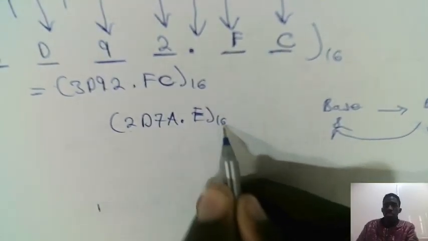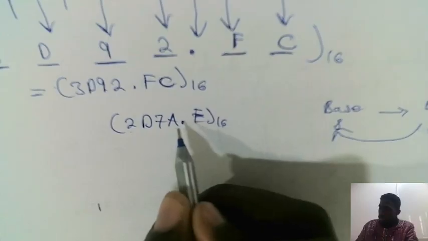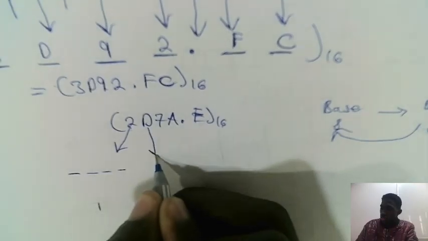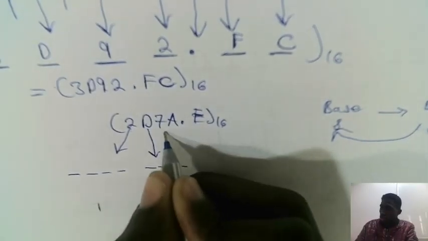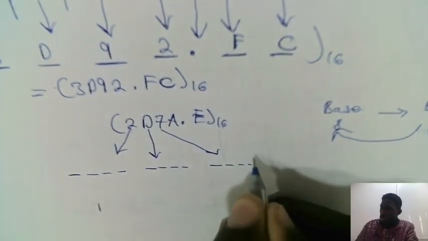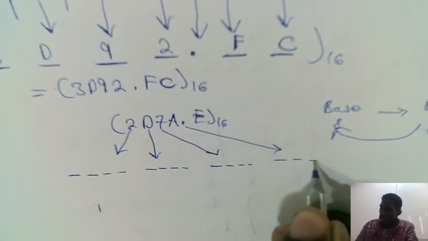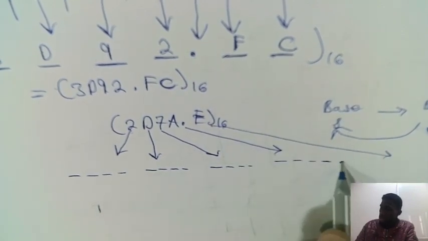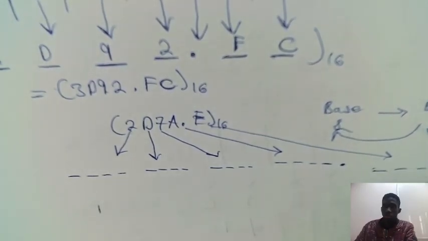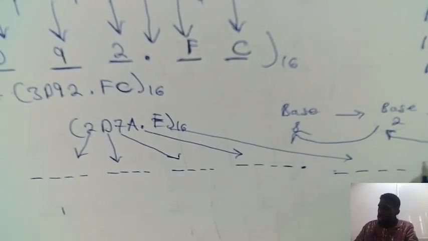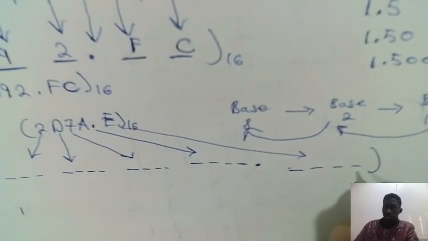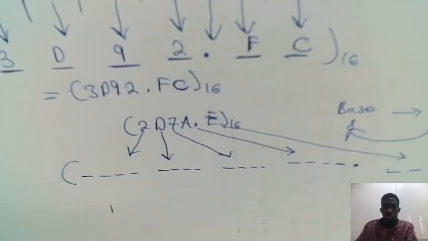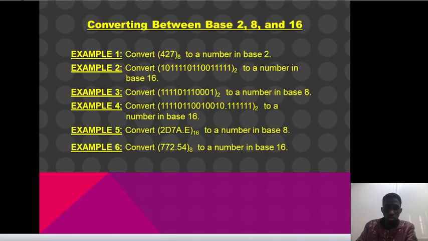So we're converting from base 16 to base 2, 4 bits. Each digit is going to give us 4 bits. 1, 2, 3, 4. And the E, after the decimal point, 1, 2, 3, 4. So each is going to give us 4 bits. So what's 2? We've got to check the table.